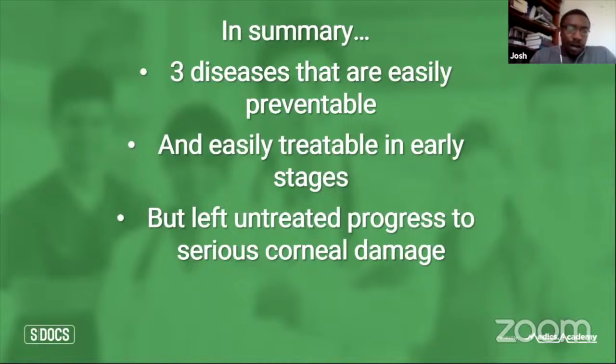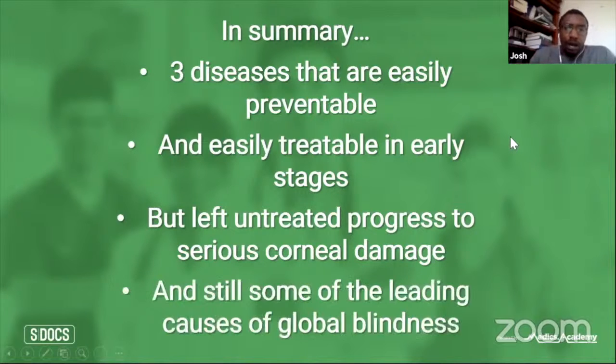So you can really see why it's so important to prevent these diseases. And that last bullet point is just to really reiterate that point. These are 3 easily preventable diseases, and yet they're still some of the leading causes of global blindness and visual impairment. Please look back at part 1 if you want to see other causes of global blindness and visual impairment.